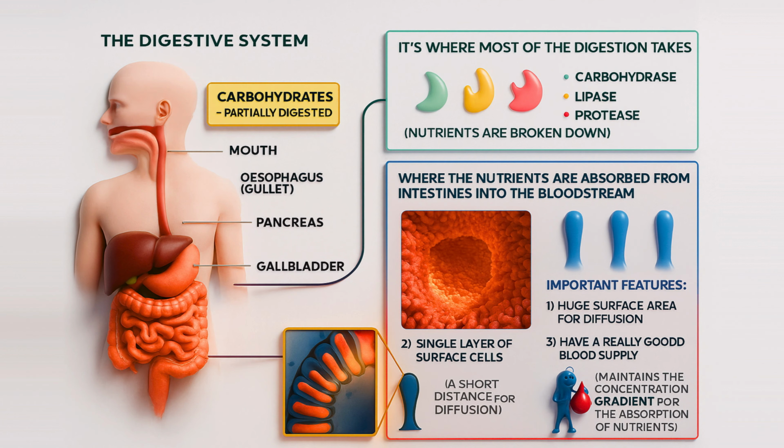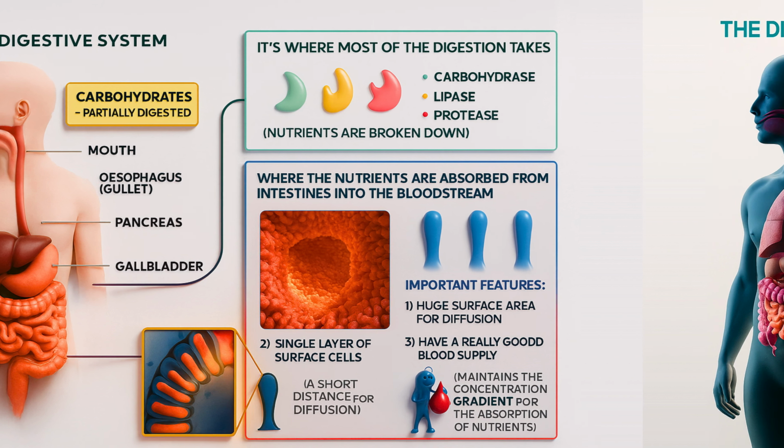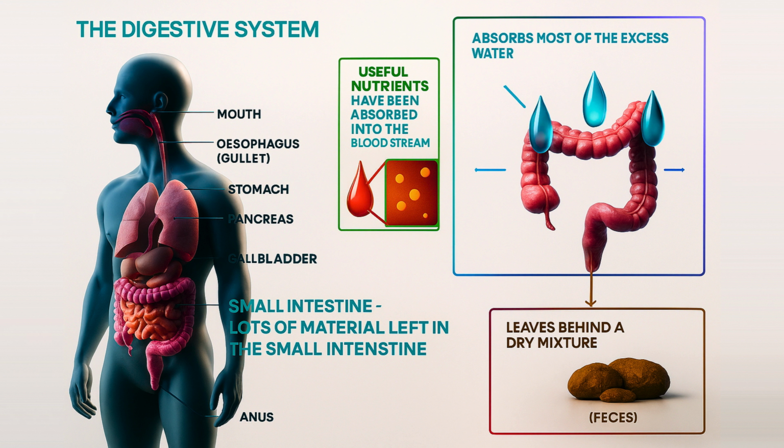They also contain a dense network of capillaries that help maintain a concentration gradient for diffusion by constantly carrying away absorbed nutrients. Furthermore, the cells that make up the villi themselves have even smaller projections on their surface called microvilli, which further increase the surface area for efficient absorption.